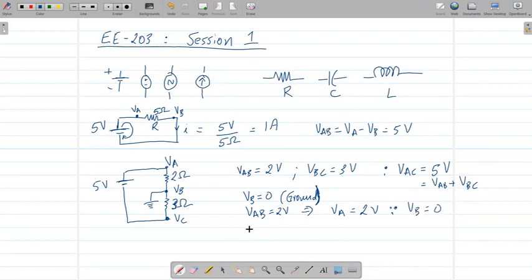What about VBC? VBC is 3 volts. Remember, the battery is having 5 volts between its positive and negative terminal, and since the battery is connected through the resistors, the entire 5 volts is dropping across this loop, okay? And therefore, with respect to VB, VC is going to be at minus 3 volts.